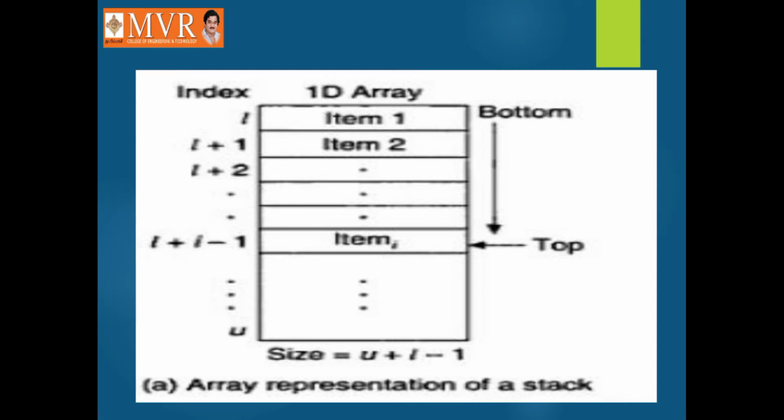Here is a one-dimensional array. In this array, the index shows that L is the lower bound, that is, the first location, and U is the upper bound. If you assume L is 1, then the next position will be 2, the next position will be 3, and so on up to N. And the elements will be inserted from the top only.